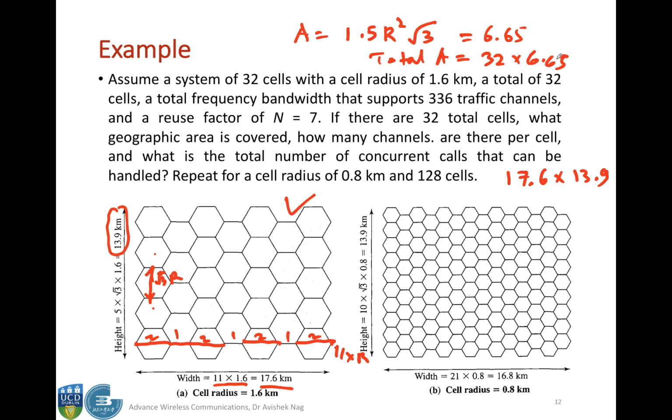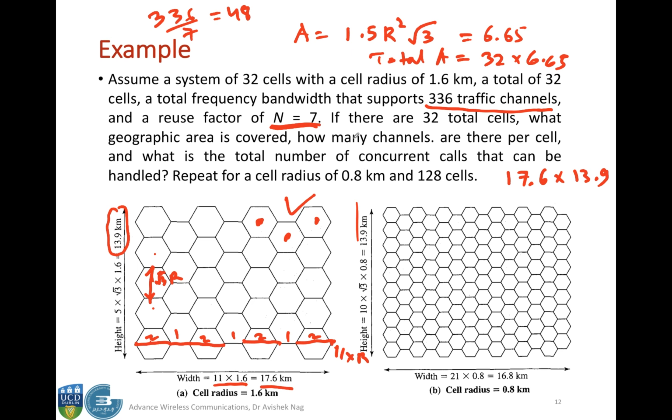Now the main thing is the next part. So for n equal to 7, the number of channels per cell. You have 336 traffic channels. So for a reuse factor of n equal to 7, the number of channels per cell is 336 by 7, so that is equal to 48. So you can have 48 channels for each cell, since you are using a reuse pattern of 7.